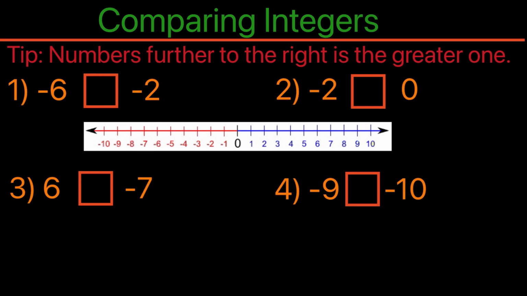Integers are numbers that could be negative or positive. Below are 4 examples, and we'll be going over each one.